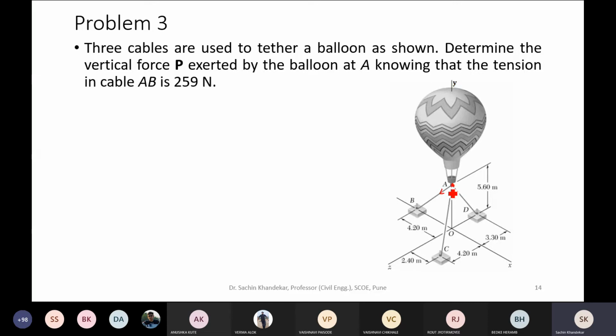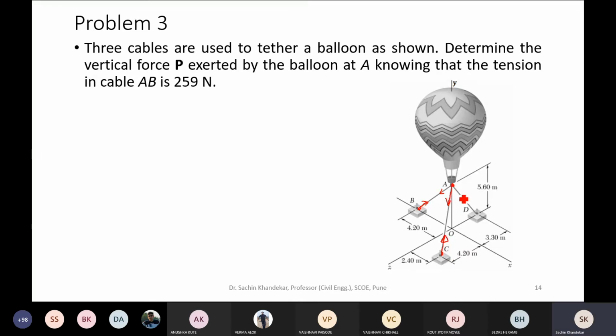Now if I consider point A, it is away from A. If I consider point B, it is away from point B. Similarly for cable AC, again there is a tension in cable AC. So how to represent tension? If I choose point A, it is away from point A. If I choose point C, it is away from point C.